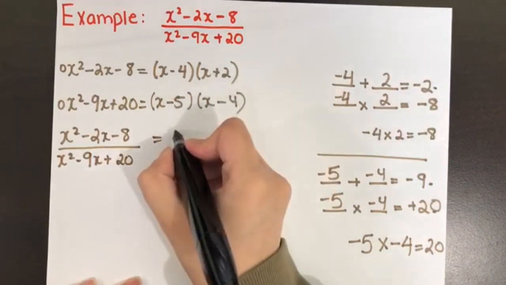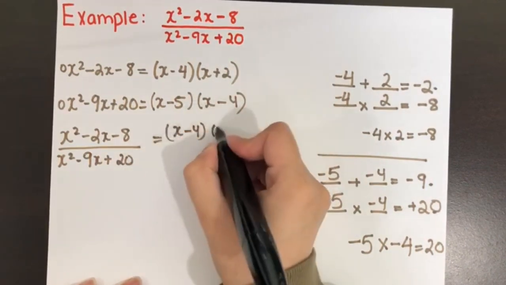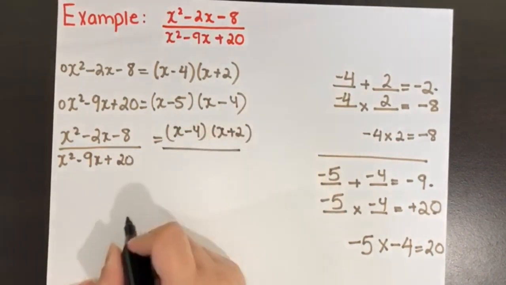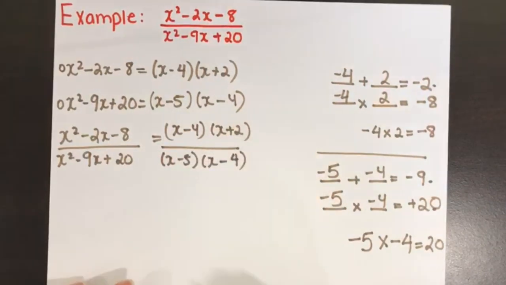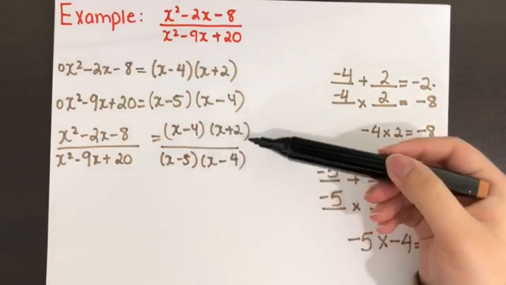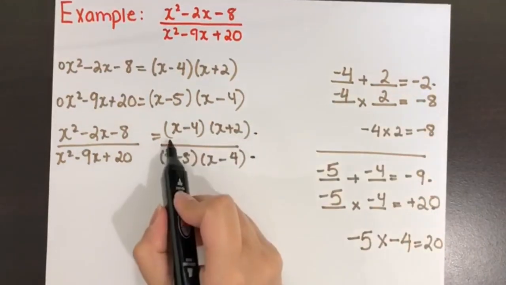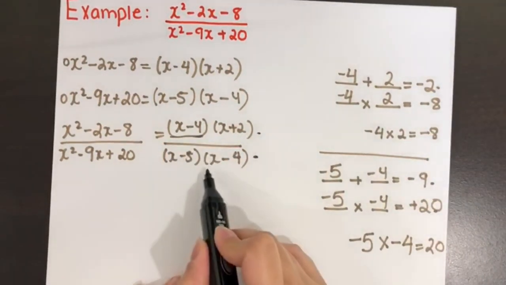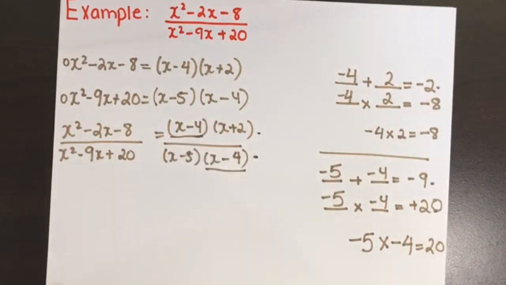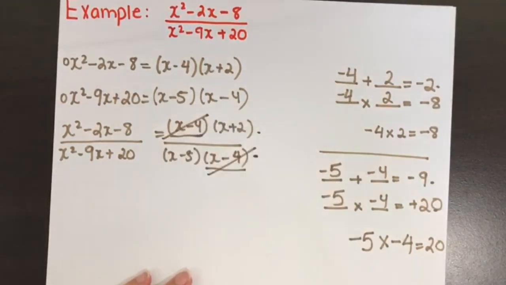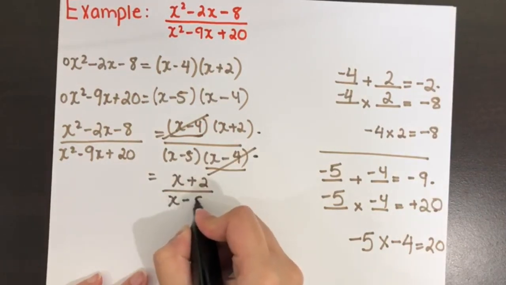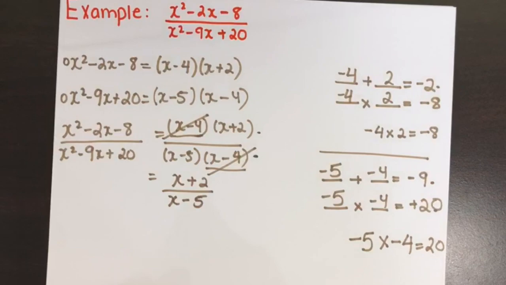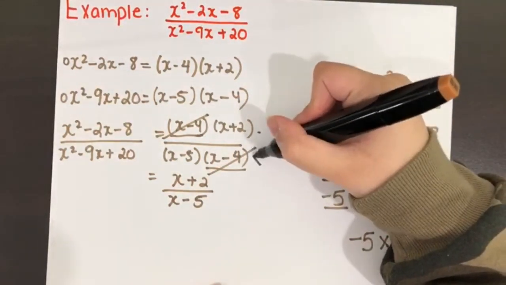Okay, so the numerator was x minus 4 and x plus 2, and the denominator was x minus 5 and x minus 4. So now, look at our numerator and denominator. The numerator has x minus 4, and so does the denominator. So that's a common factor. We can cancel it out. We're left with x plus 2 over x minus 5. That's our answer. But we have to go back a step.